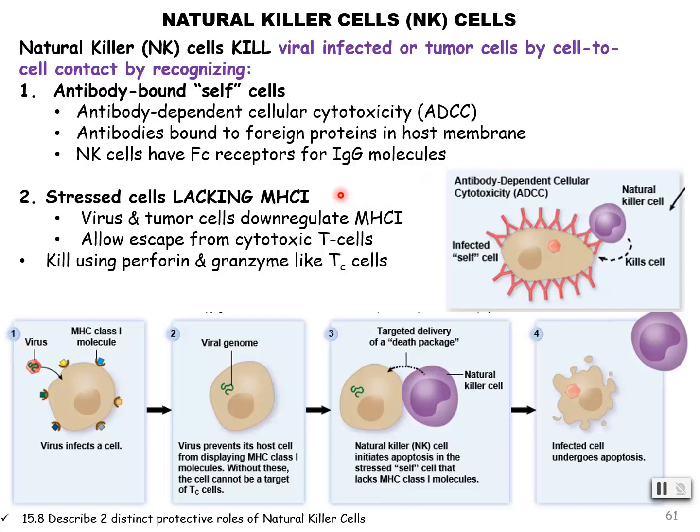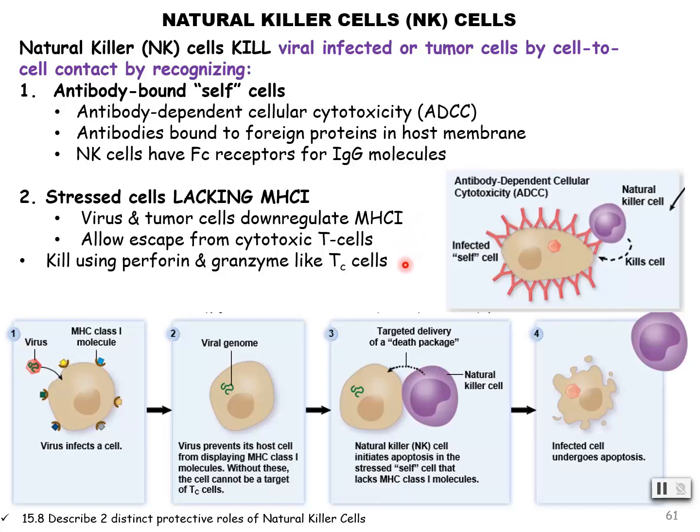Or stressed cells that lack an MHC I. The reason we really need these natural killer cells is that some viruses, like herpes virus, and some tumor cells can actually downregulate MHC class I. So they make those host cells not have as many MHC class I. And remember, cytotoxic T cells have to see the antigen in the context of that MHC class I, so that downregulation allows them to escape from cytotoxic T cells.